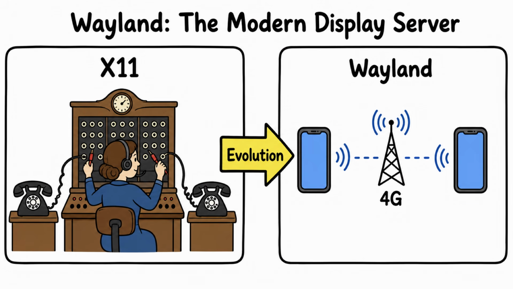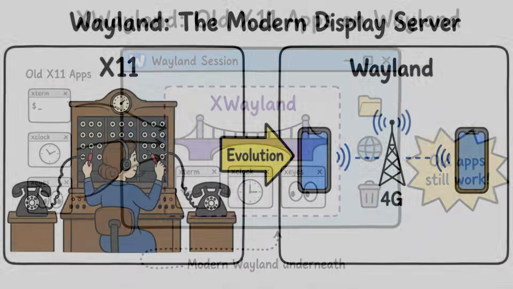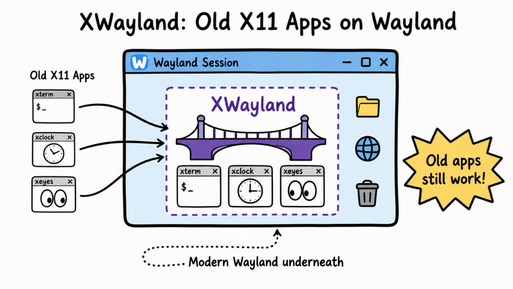GNOME has been defaulting to Wayland since version 3.22. KDE Plasma supports Wayland too. Most modern Linux distros are now transitioning to Wayland as their default. Now, you might wonder, can you still run X11 apps on a Wayland system? Absolutely. There's a compatibility layer called XWayland that lets X11 applications run inside a Wayland session. So you get the best of both worlds: the modern security and performance of Wayland with backward compatibility for all those older X11 apps. It's a very thoughtful transition.